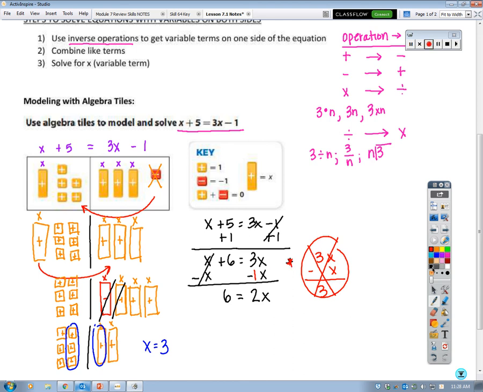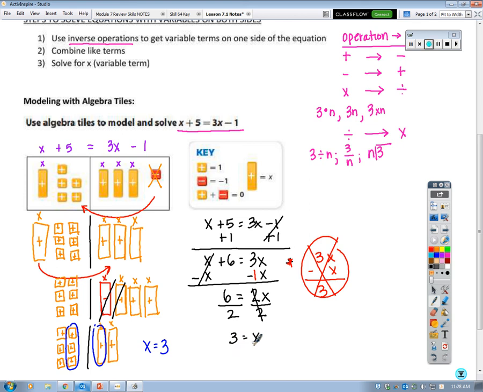Oh, whoops, we didn't finish. So then I've got my 6 equals 2x here. I want to find out how much each x is worth. So I'm going to do division, because 2 times x is multiplication. The inverse is division. Divide by 2. So I've got 6 divided by 2 is 3 equals x.